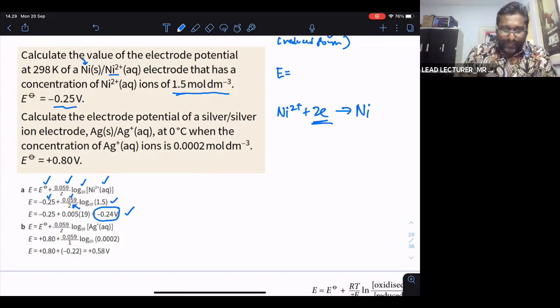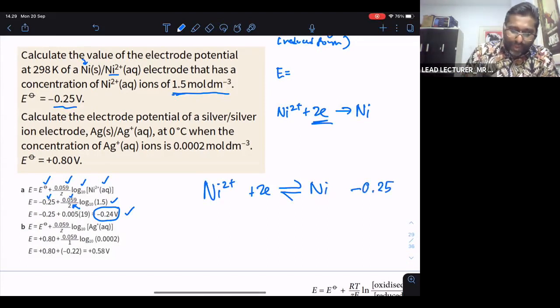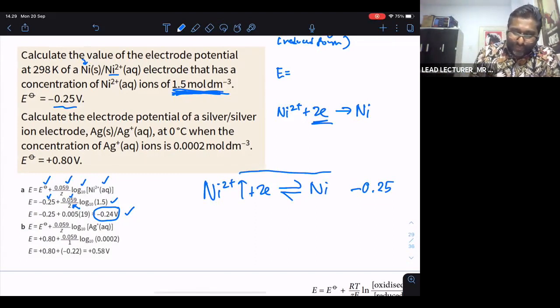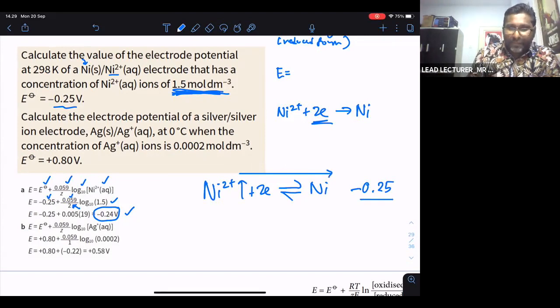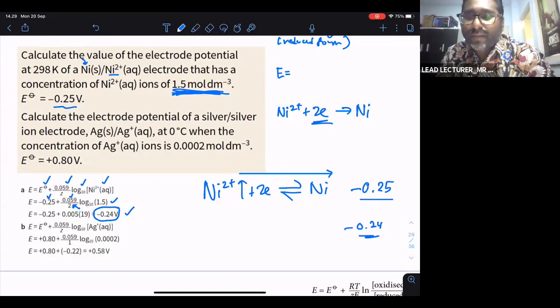Now, what can you say about this value, negative 0.24? This is also important. Ni2+ plus 2 electrons under standard condition is going to be negative 0.25. But now Ni2+ is more than 1, it means the concentration of Ni2+ is greater. Like what we learned earlier, according to LCP, you need to decrease the concentration, so you move to the right. So what happens? You are going to get a more positive value. So when you calculate, you get negative 0.24, which is valid, like what we are expecting, because it's supposed to go to the right.